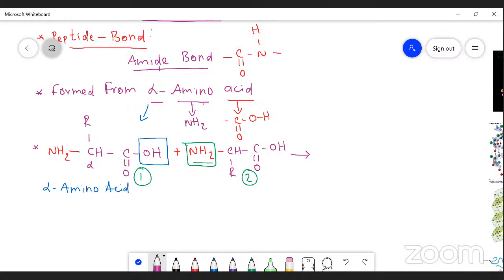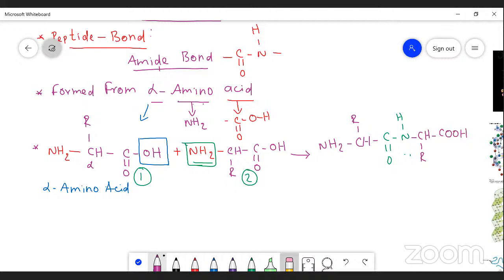So here it is NH2, CH and R, and here it is CONH. C double bond O and NH is the peptide bond. Then the remaining part is CH, R and COOH.